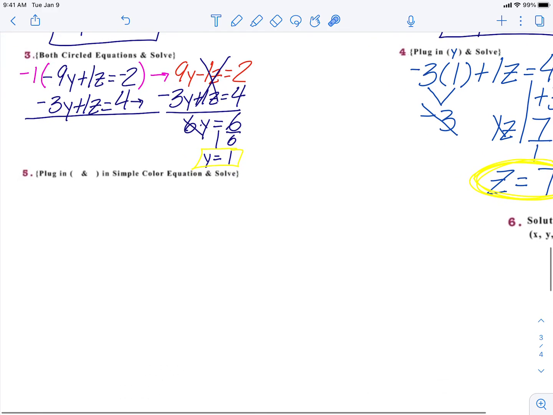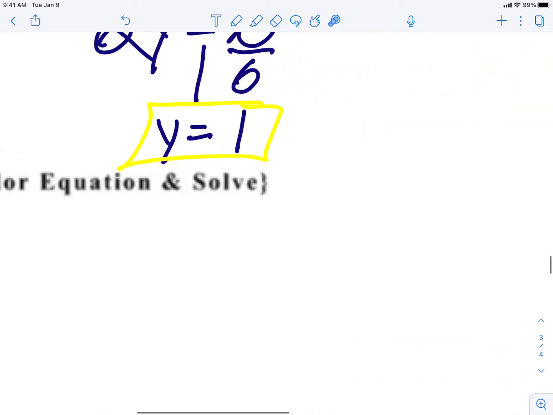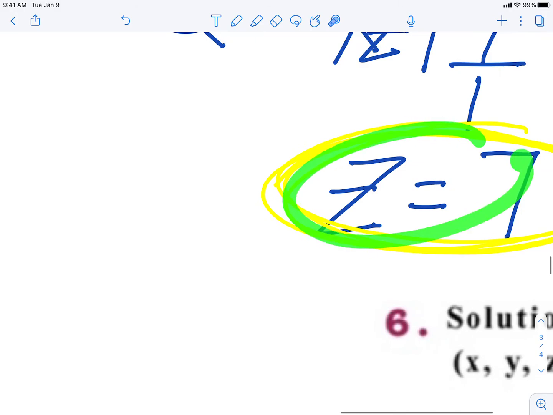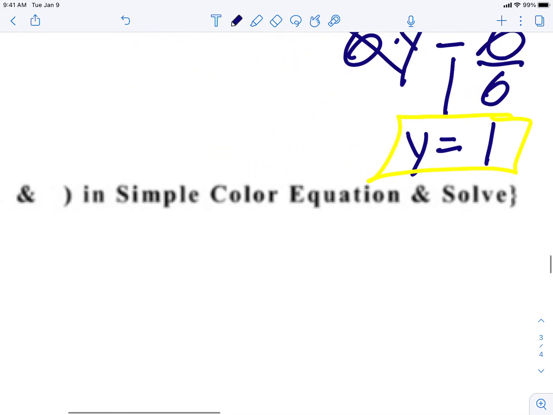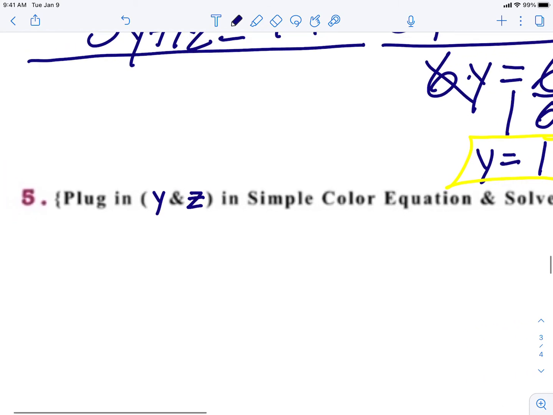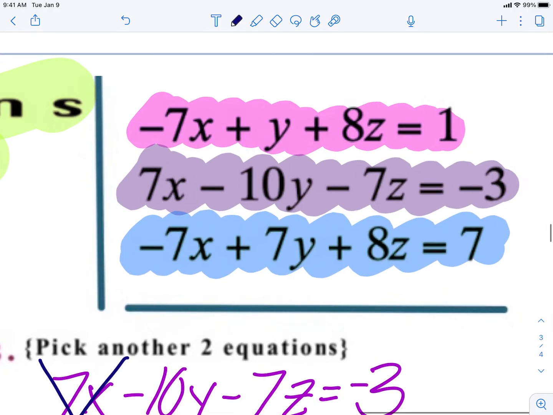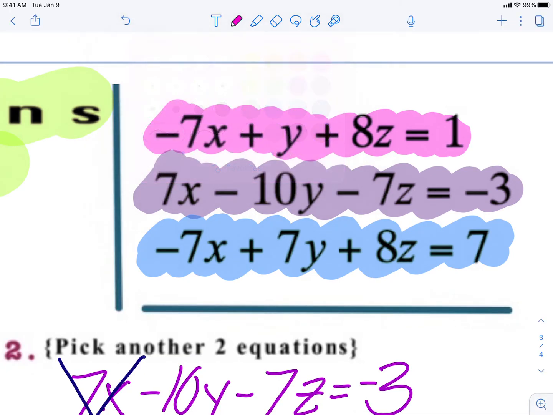So let's go to step 5. Plug in blank and blank. Well, what is blank and blank? It's two things. Oh! Y and z. Plug in y and z. Ah, I get it. Plug in y and z into simple color equations. Simple color means I'm going to choose one of my original equations right here. One of my pink, purple, or blue. To me, pink looks the easiest. So I'm going to recopy pink.